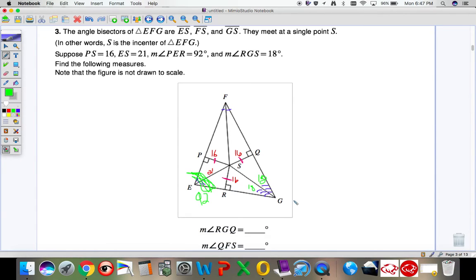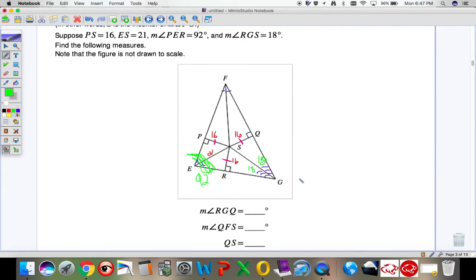Okay. So now let's look at what we're asking for. Measure of angle RGQ. So RGQ, that's this whole thing. All you have to do, and I'm not going to work all this out, I'm just going to help you out. RGQ, all you have to do is add these two pieces up. 18 plus 18. Okay, measure of angle QFS. So QFS is this one right here.